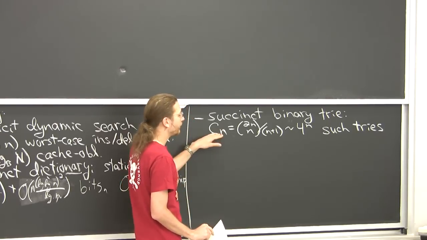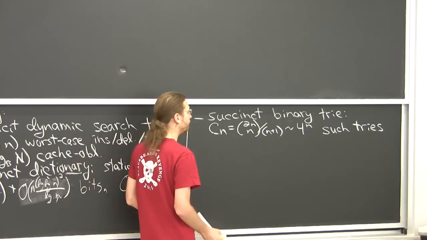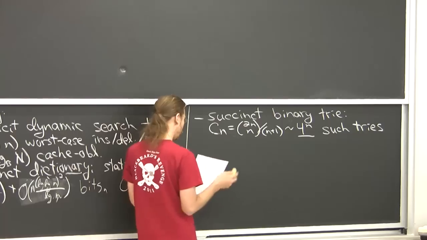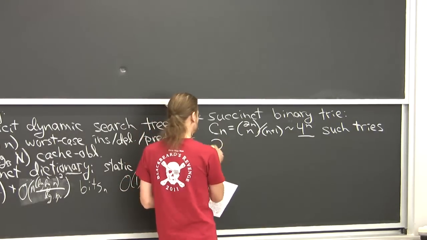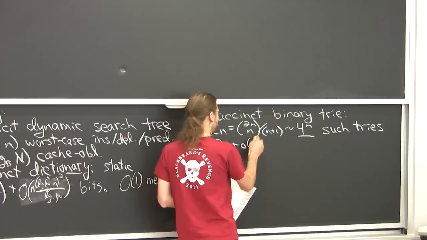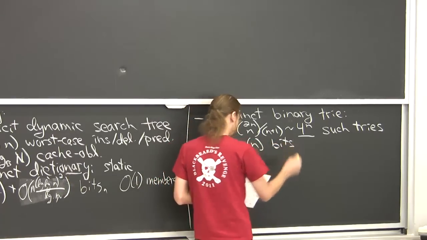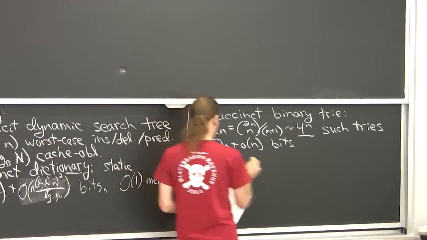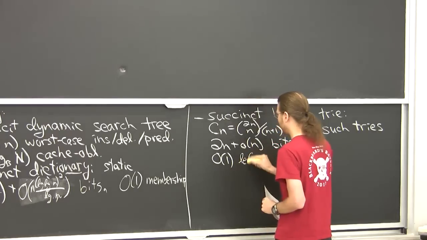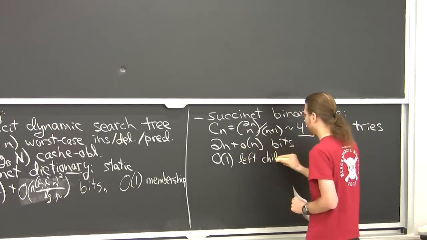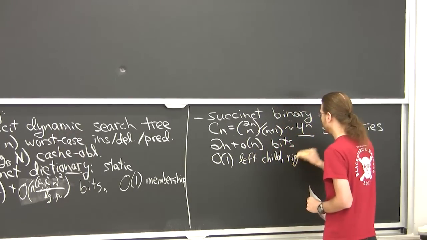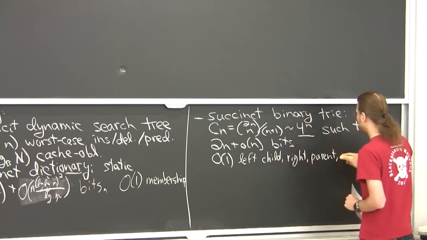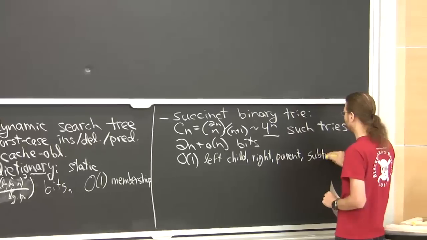Okay, so we take log of that. That's 2n bits. So you need 2n bits to represent a binary trie. And indeed, you can achieve 2n plus little o of n bits. So that's a succinct data structure. And our goal will be to be able to do constant time traversal of the tree. So left child, right child, parent. And for fun, another operation we might want to do is compute the size of the current subtree.